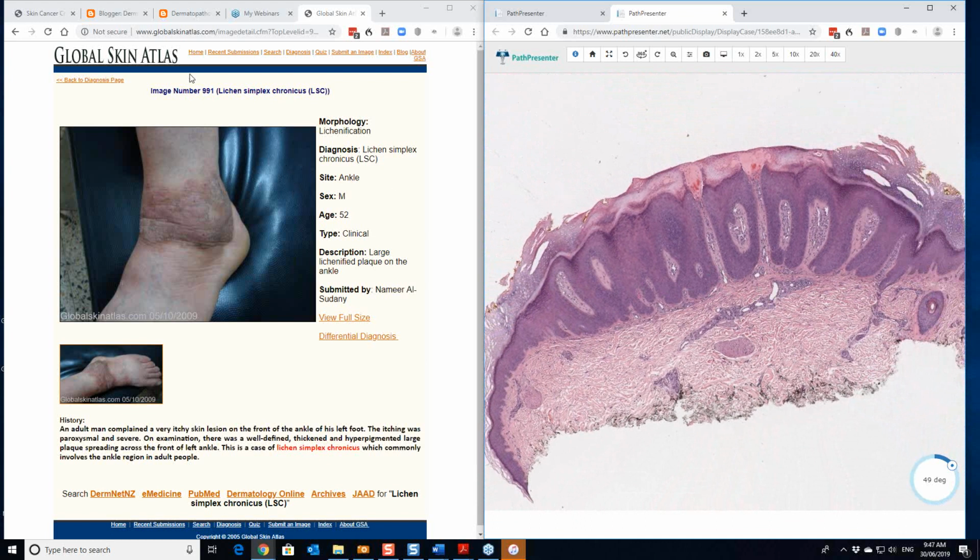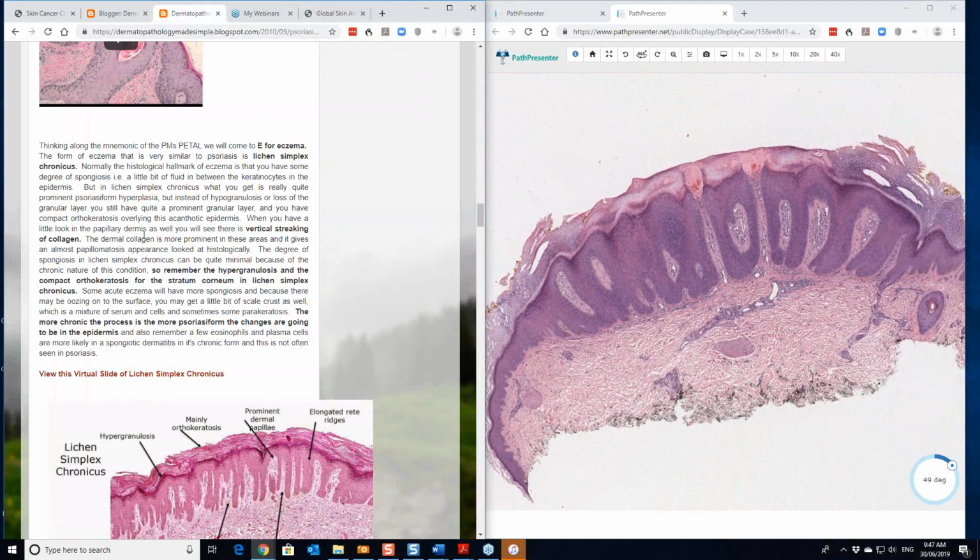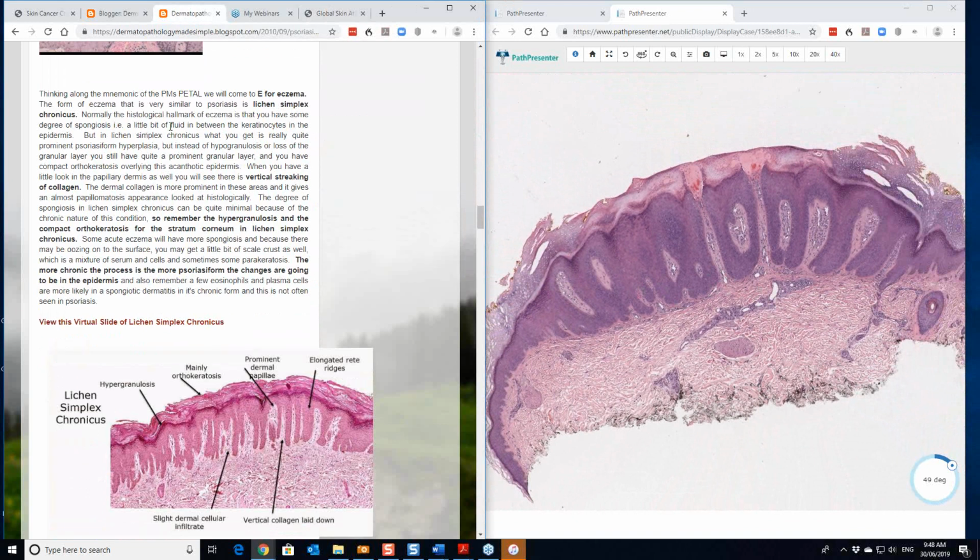versus psoriasis. Let's just go back to the section in here, sorry, on lichen simplex. So there's not a lot of spongiosis. There is the prominent psoriasiform hyperplasia. You've got quite a prominent granular layer, compact orthokeratosis, that vertical streaking of collagen in the papillary dermis. So those are the major features. Now, the more chronic the process is, the more psoriasiform the changes are going to be in the epidermis.